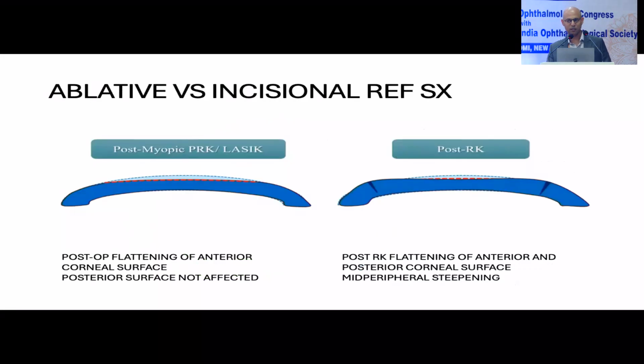So this is just a diagrammatic representation of post-ablative versus post-incisional refractive surgery. So as you can see, in the incisional refractive surgery, there's an alteration of both anterior and posterior curvatures of the cornea, whereas in an ablative, the posterior remains the same and you're only altering the anterior. So the ratio between the anterior and posterior is significantly altered in them.